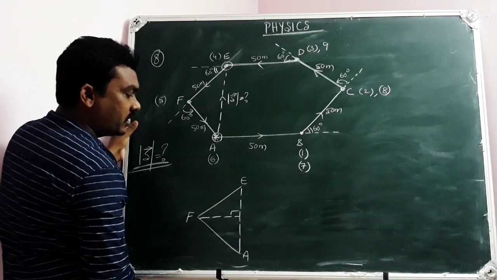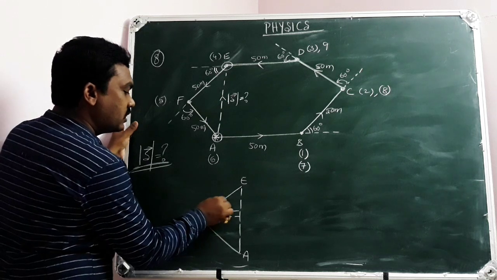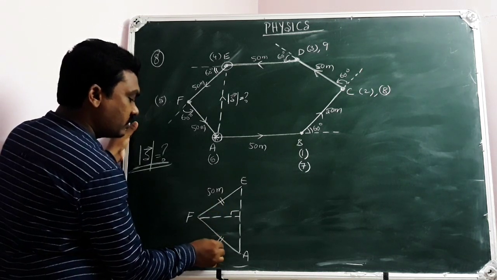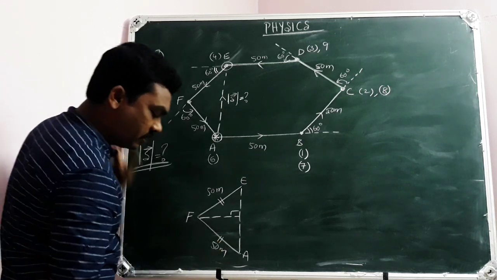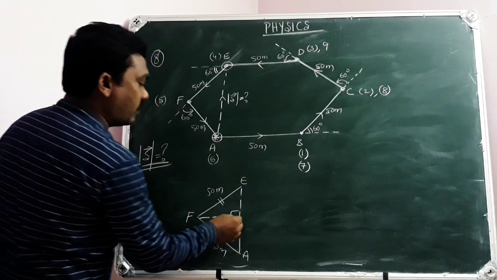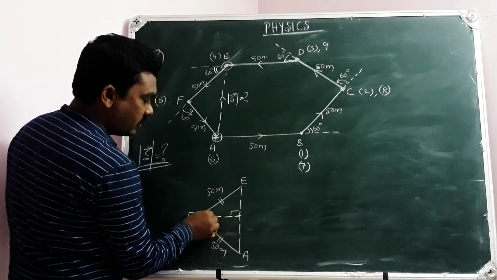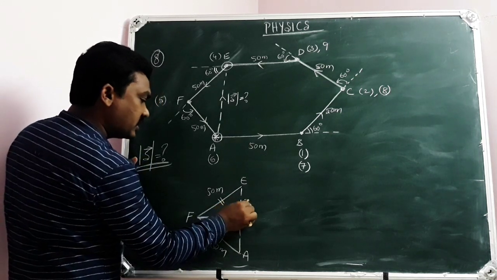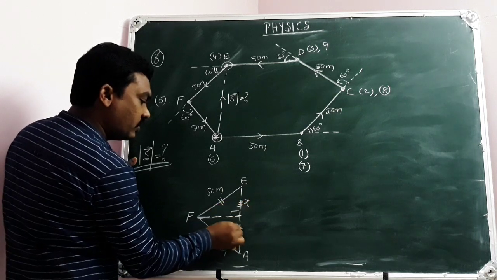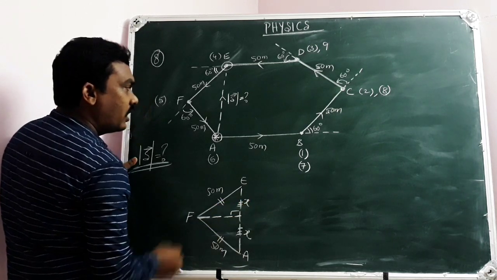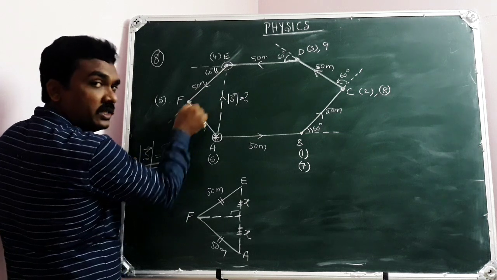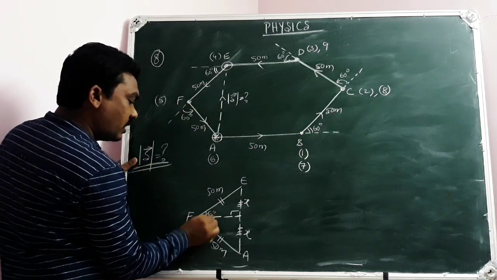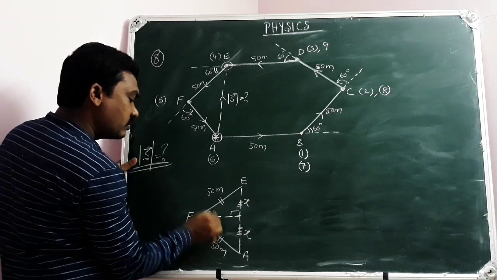Now the point that you need to consider here: this is 50 meters, this is also 50 meters. Are you following? And here, this is a common side. Both are right angle triangles. So if this is X, this will also be X. And here it is 120 degrees, the interior angle. So this will be 60 degrees and this will be 60 degrees.